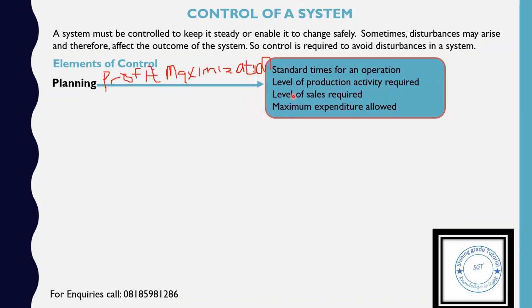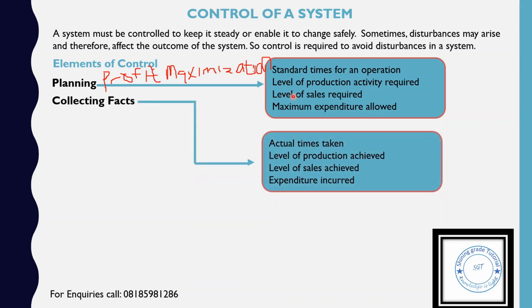Then you can move on to the next element, collecting facts. You gather data, the actuals. In this example, the actual can be the actual times taken, compared with the standard time for the organization. Collect data on that. In the system, also collect the level of production achieved, the level of sales achieved, and the expenditure incurred. You have already stated the maximum expenditure that is allowed.